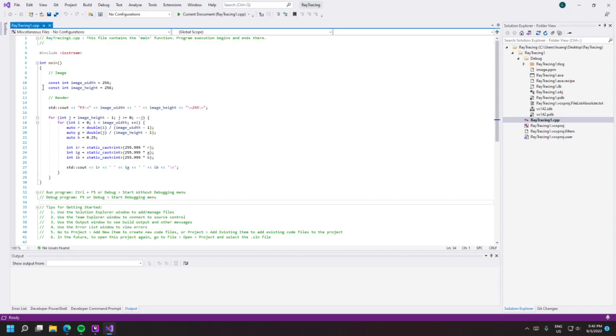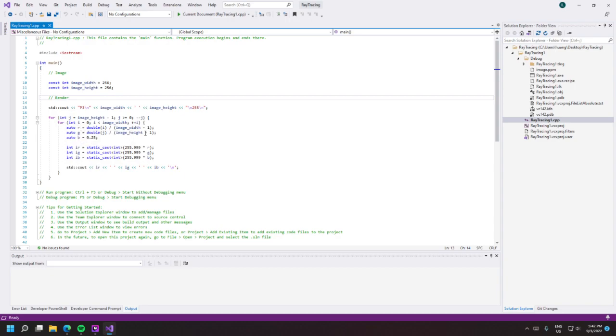I basically copy and paste the C++ code. So we have the integer image width and image height. Both of them are 256, so it's going to be a square. And this is just a line telling you the size of the image. Then there are double for loops. The first one, image height minus 1, goes from 255 all the way down to 0, and the inner one goes from 0 all the way to 255.